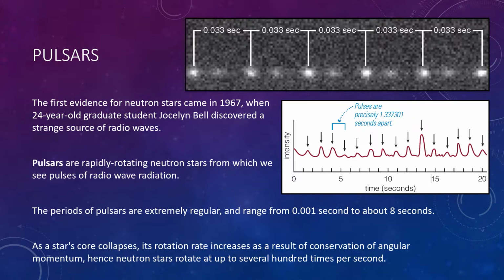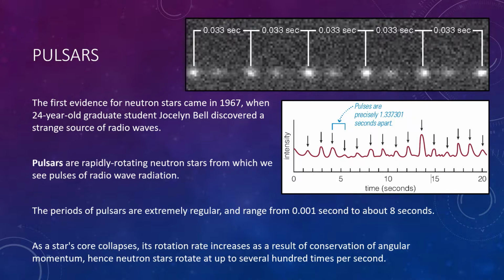1.337301 seconds. The pulses coming from Cygnus were very surprising because no known astronomical object pulsated so regularly. In fact, the pulsations came at such precise intervals that they were nearly as reliable for measuring time as the most precise human-made clocks. Furthermore, they were so rapid and regular that the Cambridge team first wondered whether they might be signals from an advanced civilization. Today, we refer to such rapidly pulsating radio sources as pulsars.